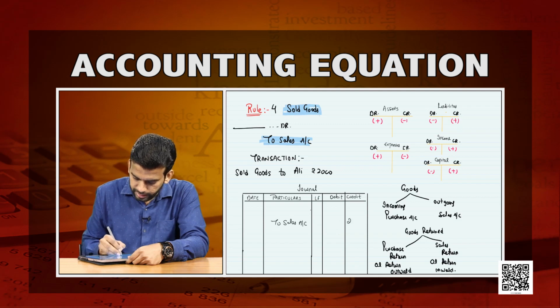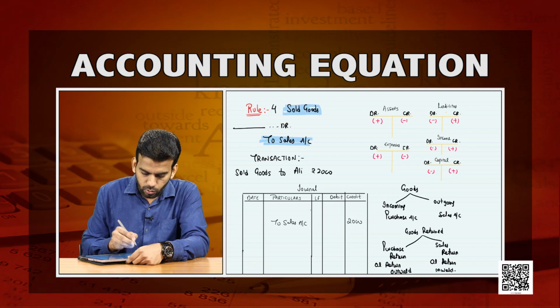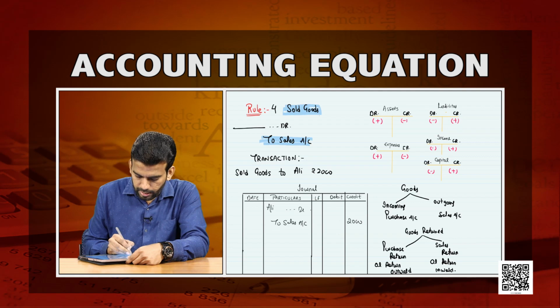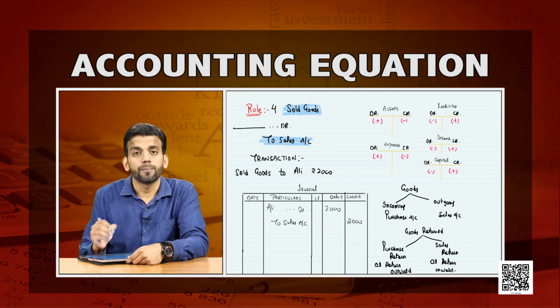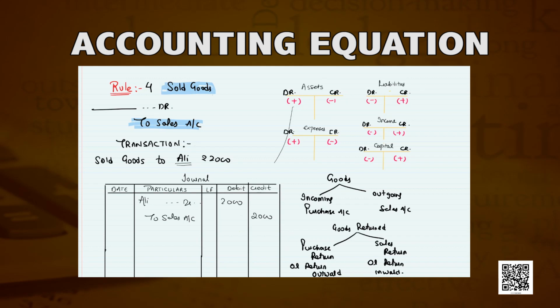Sales account is credited and which is the second account? Ali. Ali is debited. Now, I mentioned the name Ali. Ali means the entry is on credit. I sold goods to Ali, Ali did not pay me, Ali is a debtor now, Ali is an asset. That means asset has increased, isn't it? Right. Asset increased, that's why it is debited. Am I clear? Please note it down, then we'll move to the next example.